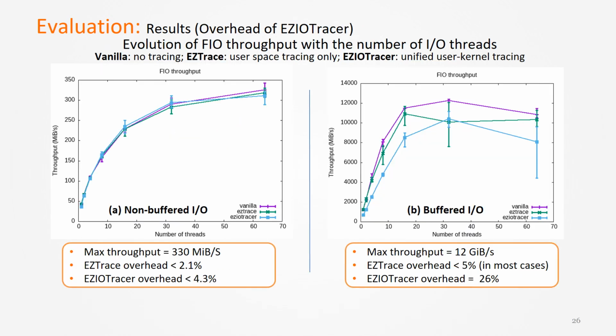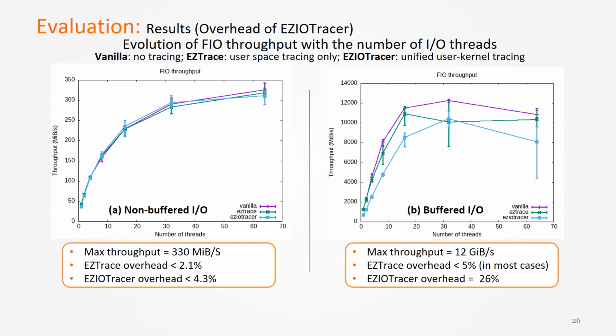Now we pass to the second goal of the evaluation, which concerns the overhead of EZIOTracer. Using non-buffered IOs, in the figure on the left side, we show that the throughput increases linearly with the number of threads, achieving its maximum of about 330 megabytes per second. Also, we observe that both EZIOTrace and EZIOTracer have small overhead.